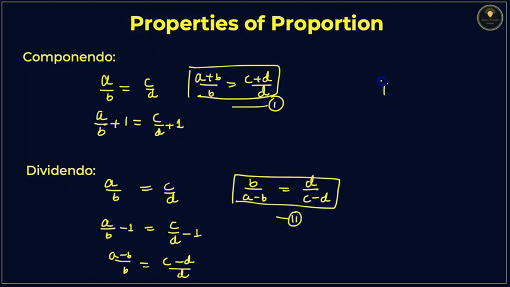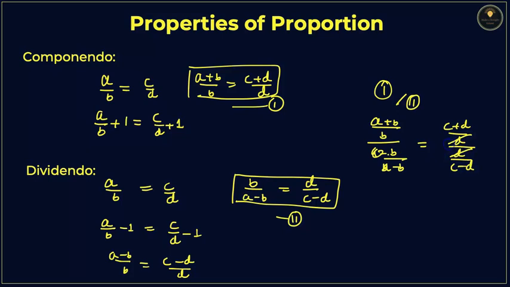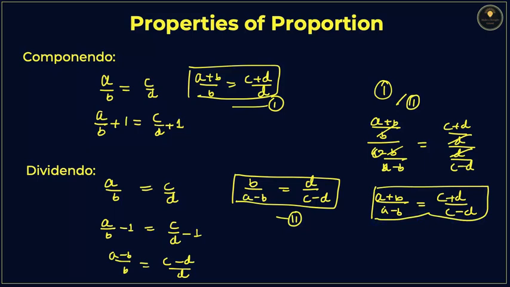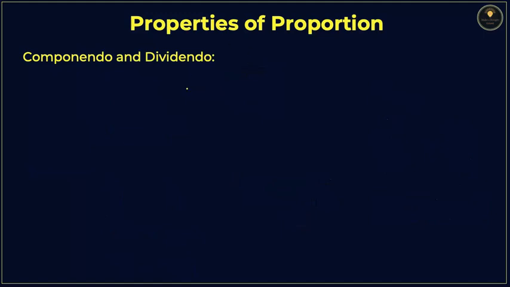If I am dividing 1 by 2, you will write ((a+b)/b) / ((a-b)/b) = ((c+d)/d) / ((c-d)/d). d and d will get cancelled, b and b will get cancelled. You will get the value as (a+b)/(a-b) = (c+d)/(c-d). And that's the concept that we will use for componendo and dividendo, which means that if I'm writing a/b = c/d.